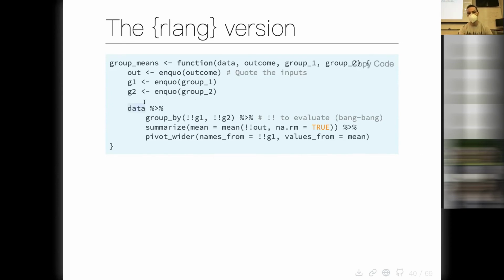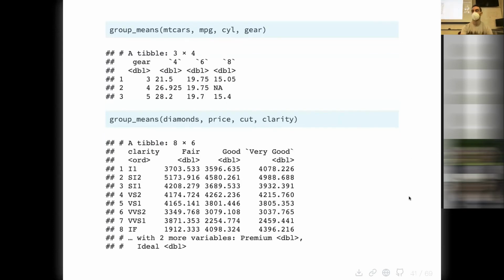So data just gets passed because that's an object, right? But then you're going to group by !!G1, !!G2. Notice G1 and G2 are the quoted versions of these things, okay? Then you're going to summarize mean is equal to mean of !!out, right? And then pivot wider names from !!G1. And now, lo and behold, it works, okay?